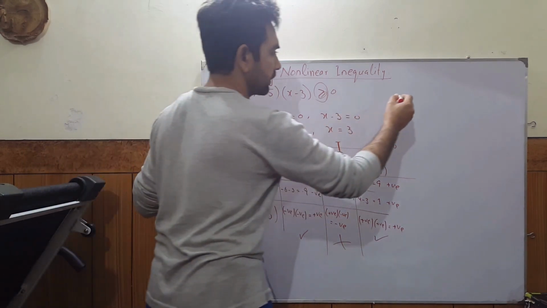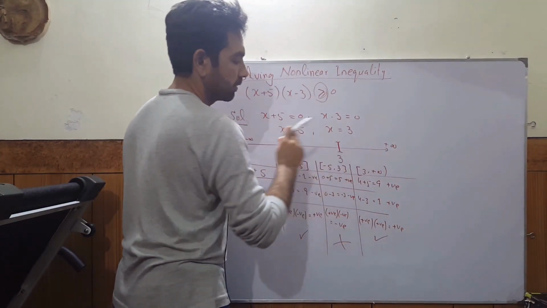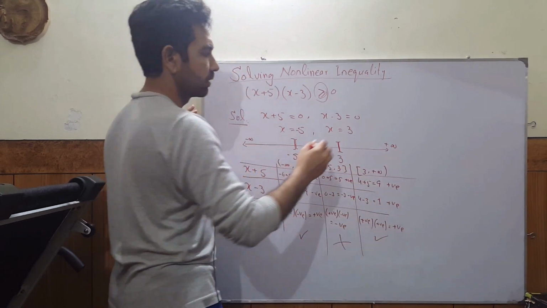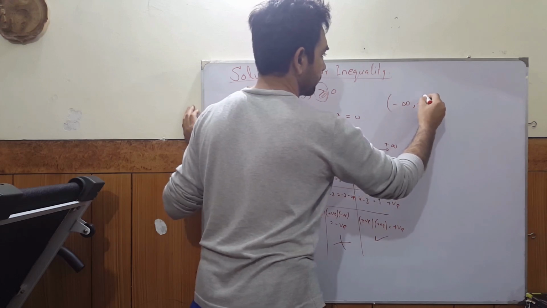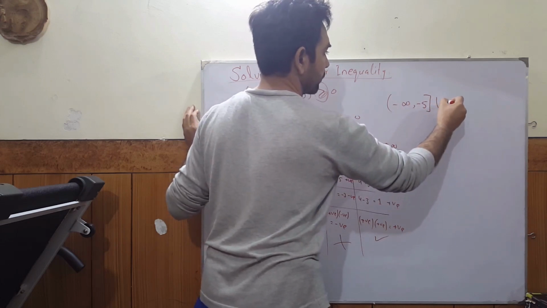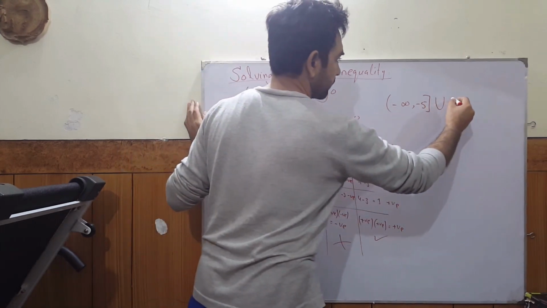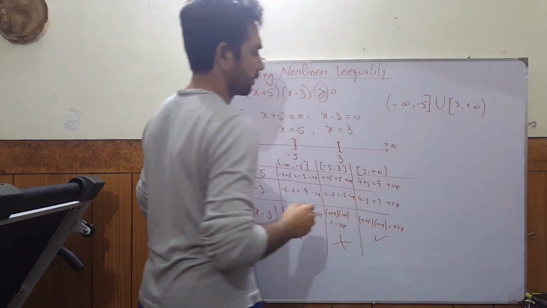So the solution set in the form of interval is this one or this one. Here we have the solution, here we have the solution. So we can write this as minus infinity to minus 5 union, or means union. You add them up. It can be in any of these intervals.